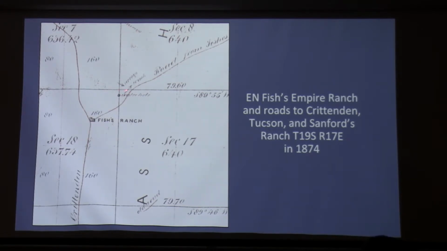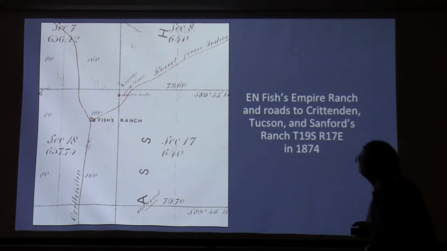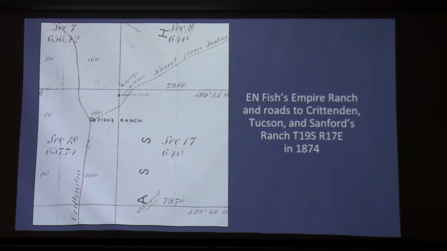The other important point is that he identifies water sources. So this one simply says arroyo coming in right here. This one says water hole. Another very interesting point: we think that this may be the Empire Spring, but that's not really identified.